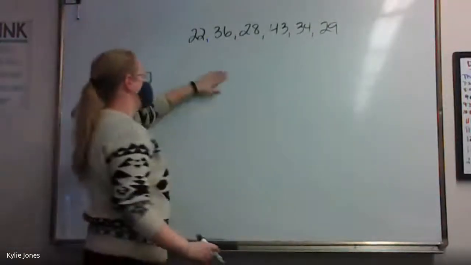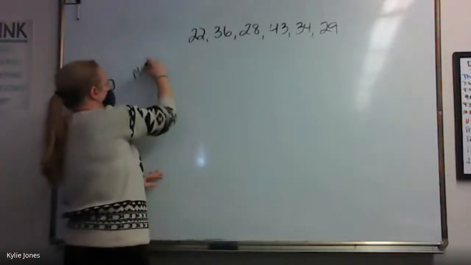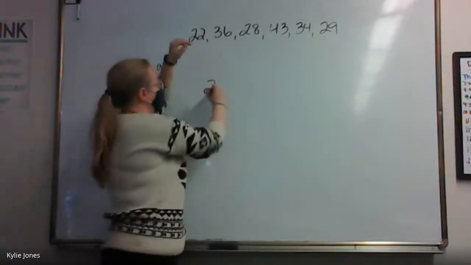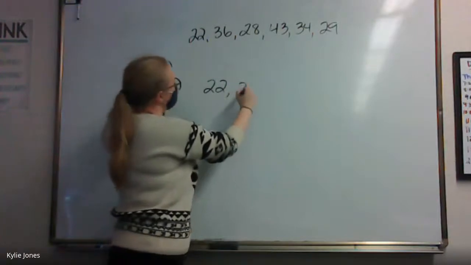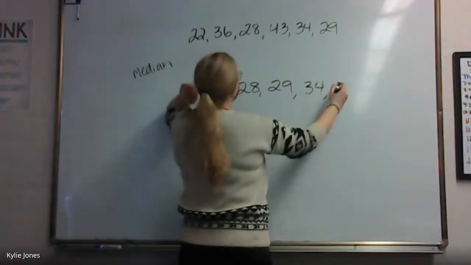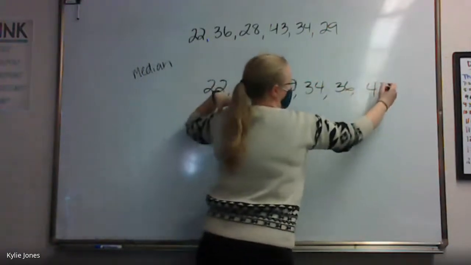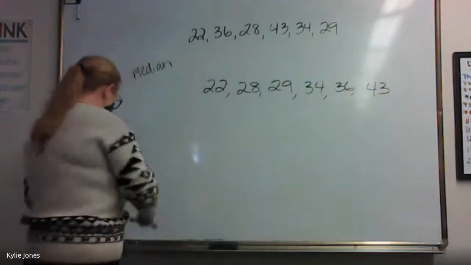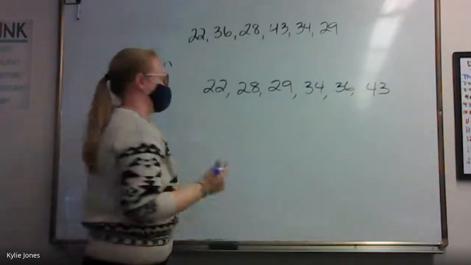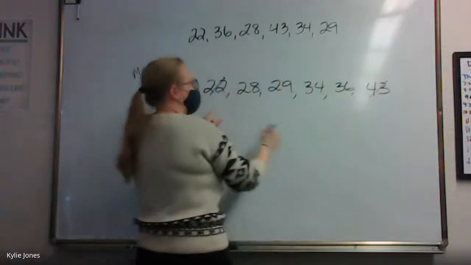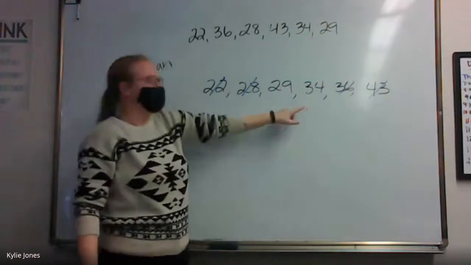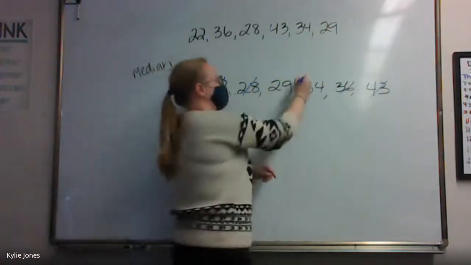Dallin had a good question about the median. To find the median, we have to put them in order from least to greatest first. So what's our number that's the least? 22. Then what? 28, 29, 34, 36, 43. Okay, so when you start doing your crossing off, it doesn't leave you with one number in the middle, right? So you cross off 43 and 22, then 36 and 28, and you're left with 2 numbers. You have to find the middle of these 2 numbers.